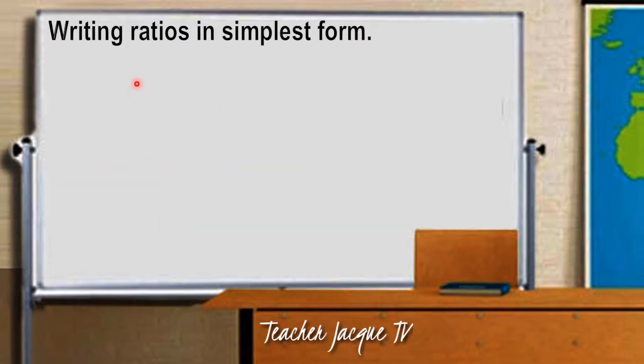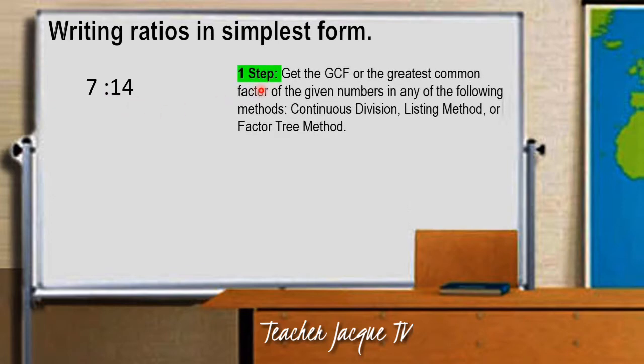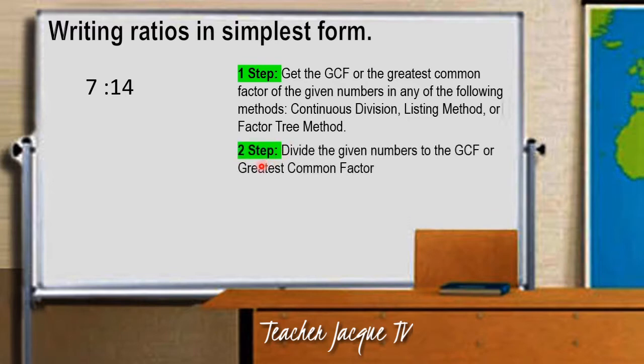Let's have some examples of writing ratios in simplest form. Our first given is 7 is to 14. Step 1 is we will get the GCF or the greatest common factor of the given numbers in any of the following methods. We can use continuous division, listing method, or the factor tree method. Step 2 is we will divide the given numbers by the GCF. Now let's get the GCF of 7 and 14 by using continuous division method.